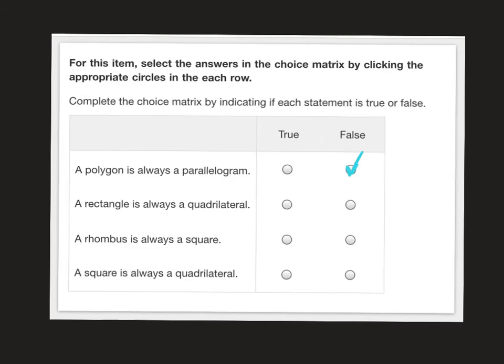A rectangle is always a quadrilateral. Absolutely, because a rectangle is a 4-sided figure. A rhombus is always a square. No, because a rhombus can look like a squished square, right? But it wouldn't have those right angles. So that one is a false statement. And the last one, a square is always a quadrilateral. Also, absolutely, because it has 4 sides. So it is definitely a quadrilateral.